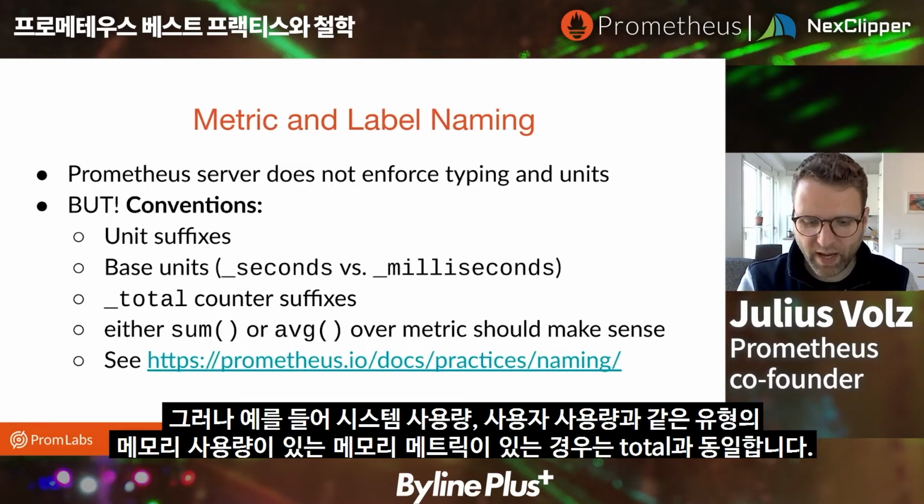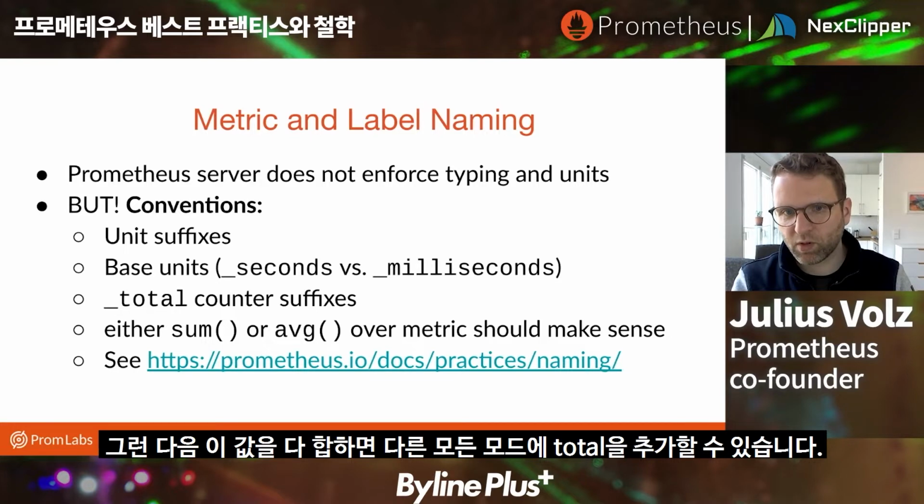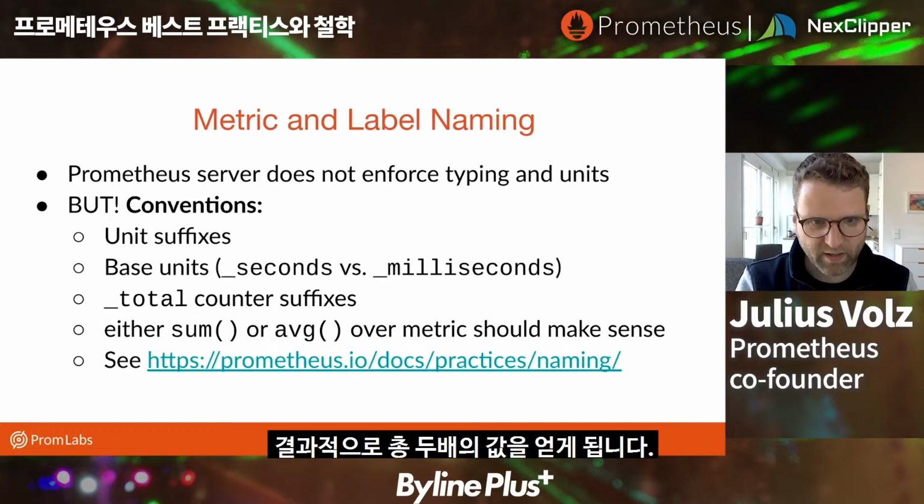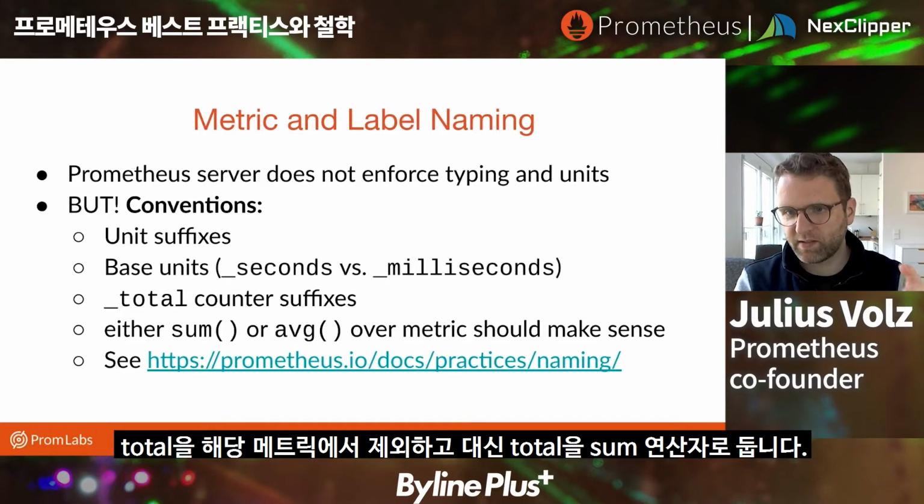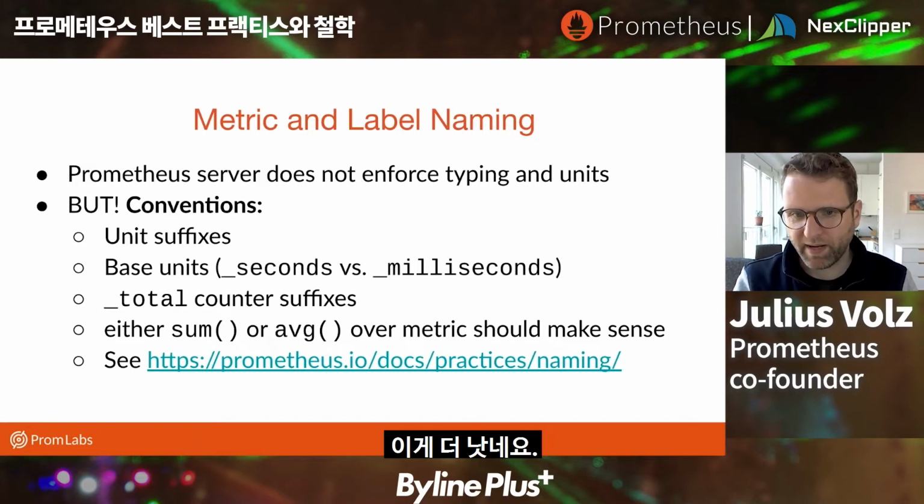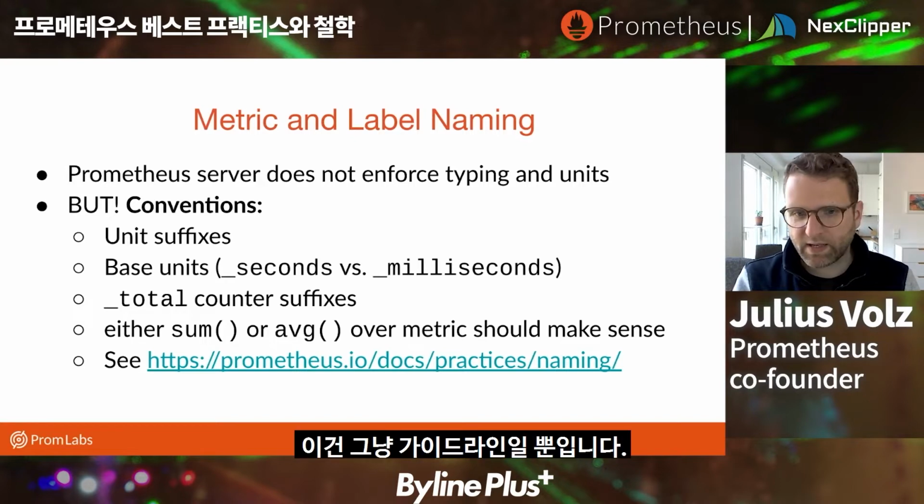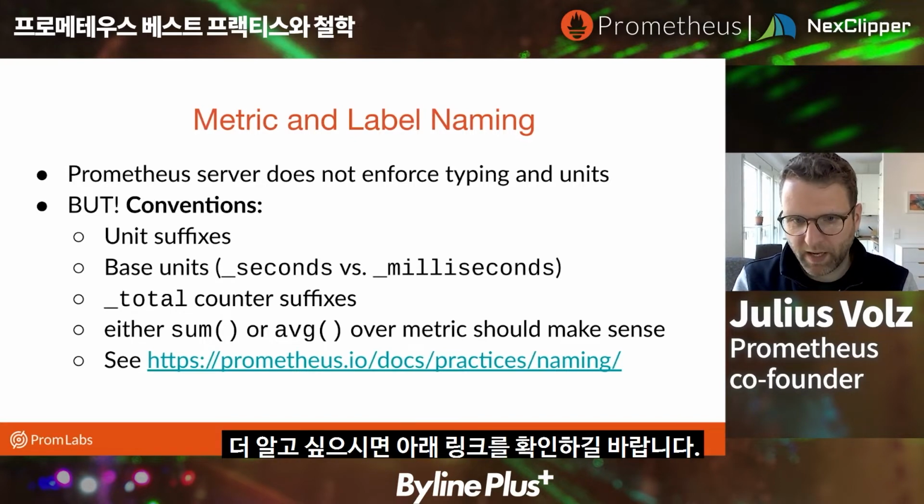But if you had, for example, a memory metric that also had a type of memory usage, like system usage, user usage, and then also type equals total, then if you summed over that, you would add the total to all the other modes, so you would basically get the total twice in the end. So that would be a bad metric structure. You would leave that total out of that metric and instead leave the totaling up completely to the sum operator. That makes more sense. So this is just a guideline. Of course, there will be some exceptions. If you want to know more, have a look at that link down there.